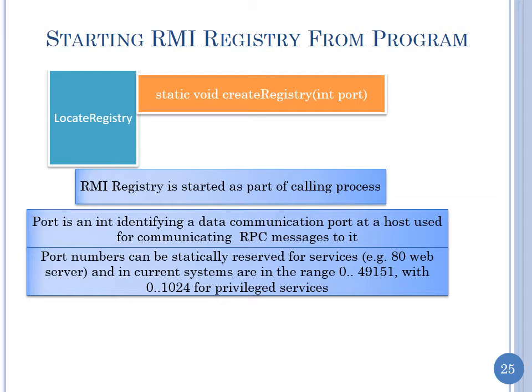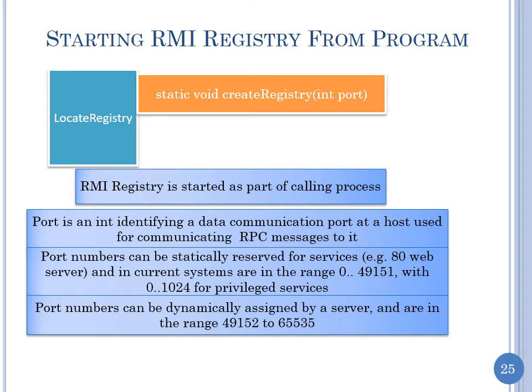Okay, and when you create your registry, you should use 1099 for the RMI registry. You'll also need to have port numbers for your servers, and those should not be 1099. Otherwise, there's a conflict. And you should choose a port number that you know is not being used by somebody else. And that happens to be a port number in the range 49152 to 65535. I got that from Wikipedia. Okay, so that's a little detail you need to know.